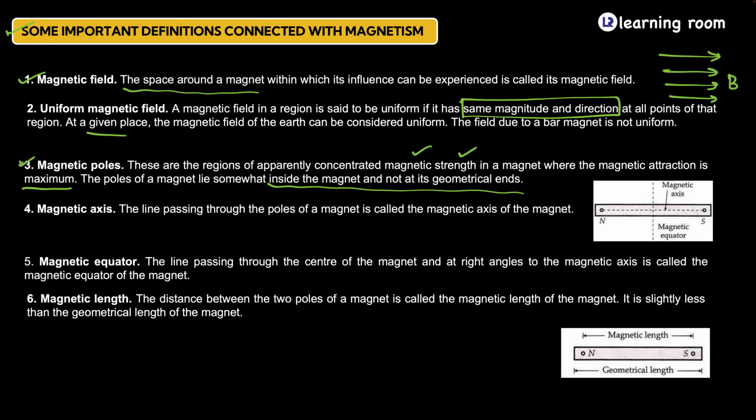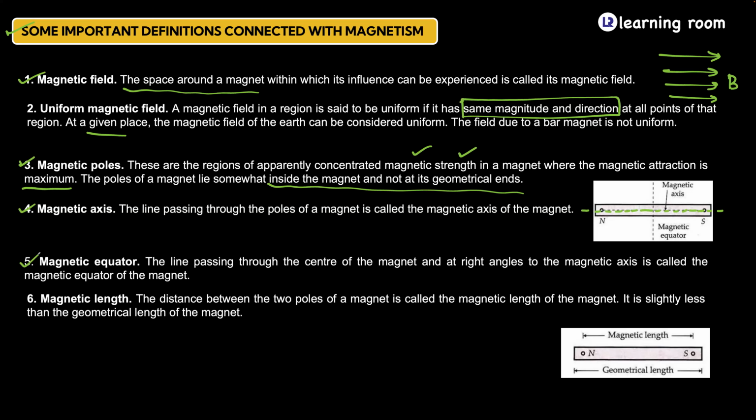Having defined the magnetic poles, the next two important points that we need to define are magnetic axis and magnetic equator. What do you mean by magnetic axis? If you think of an imaginary line passing through the poles of the magnet, that is the north pole and the south pole, you call that the magnetic axis. The line passing through the poles of a magnet is called the magnetic axis of the magnet, right?